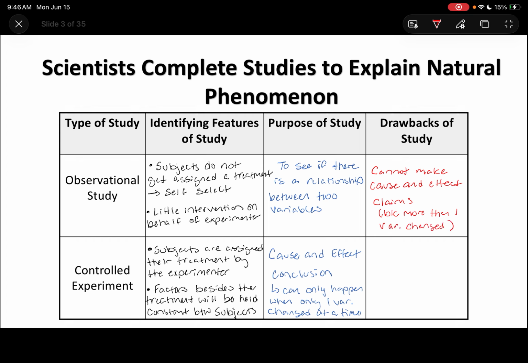And again, the reason why is because more than one variable has likely changed between subjects since we didn't intervene to control it. Now, the drawback of a controlled experiment, because at this point people are like, well, shoot, if I want to say this causes that, then I want controlled experiments. Why ever do an observational study if you can't actually make a cause and effect claim? Well, there are drawbacks of controlled experiments. I would say kind of twofold. Sometimes these controlled experiments might give you artificial responses from subjects.